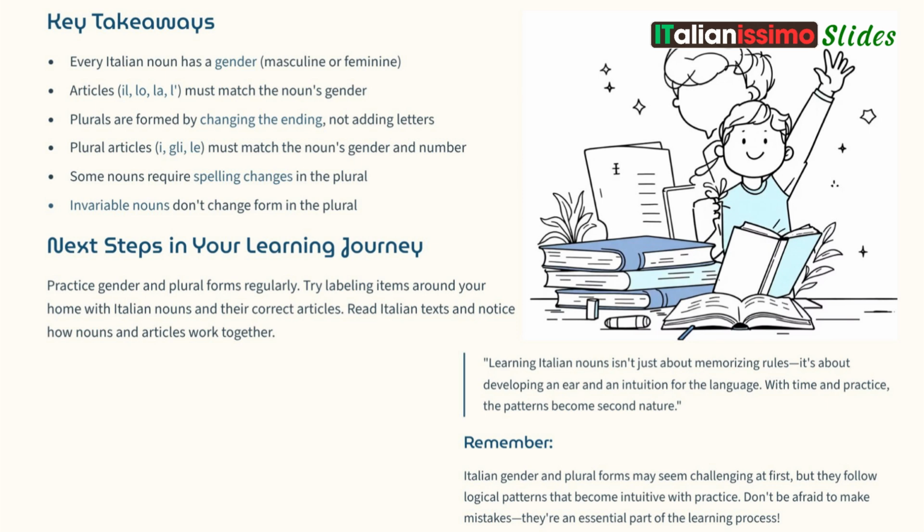Next steps. Practice gender and plural forms regularly. Label items around your home with Italian nouns and their correct articles. Read Italian texts and notice how nouns and articles work together. Quote: learning Italian nouns isn't just about memorizing rules, it's about developing an ear and an intuition for the language. With time and practice, the patterns become second nature. Reminder, Italian gender and plural forms follow logical patterns that become intuitive with practice. Mistakes are part of the process. Keep going.